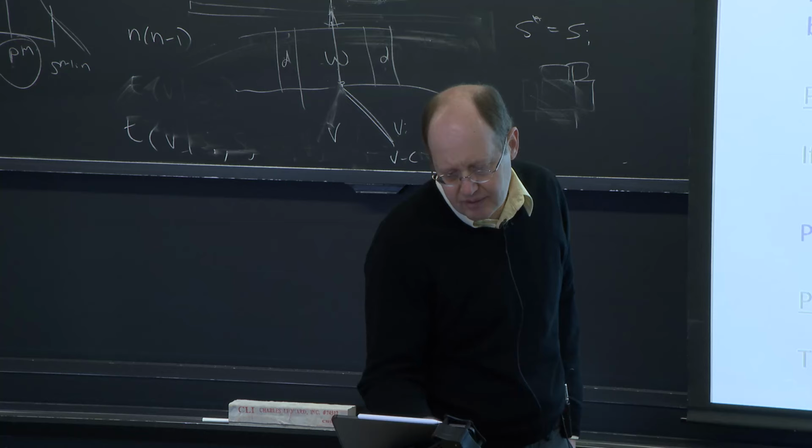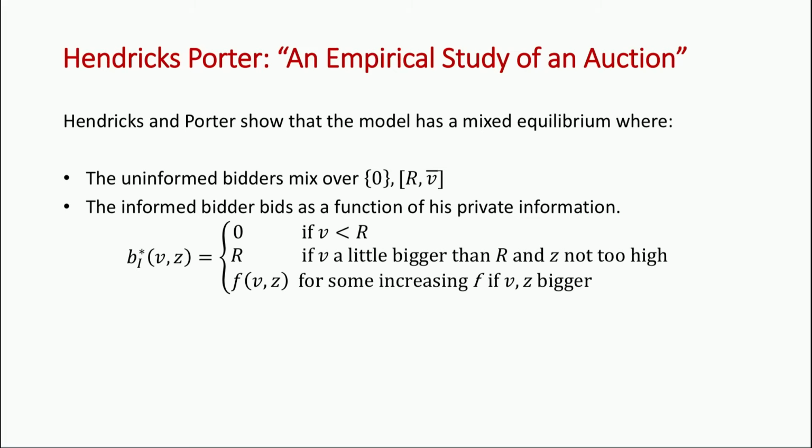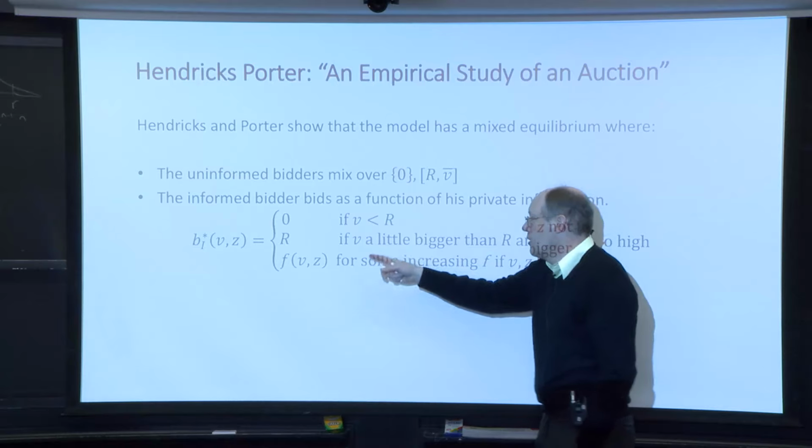What do you get? As in these models of search, you get a mixed strategy equilibrium. So the uninformed bidders are going to mix. Sometimes they're going to bid exactly zero, and sometimes they're going to mix over the interval from R to Z. Their mixing is going to be such that it's optimal for the incumbent to play a strategy which is, if there's no oil, bid zero.